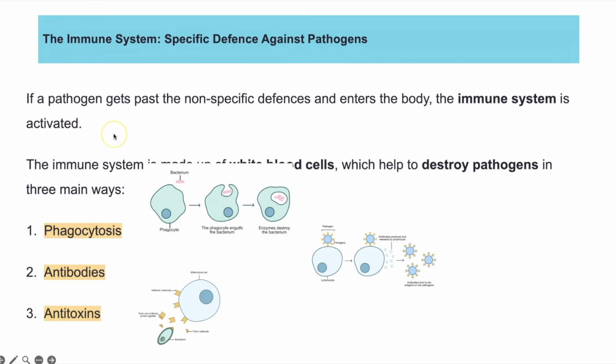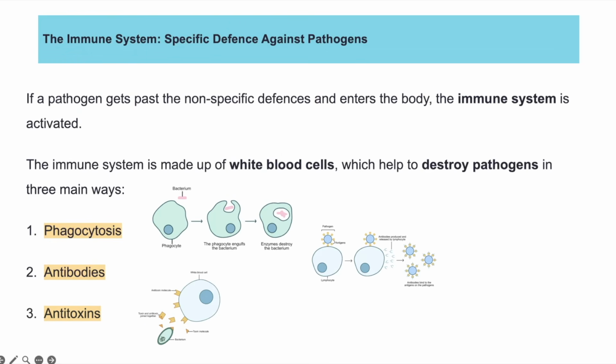Now, if a pathogen does get past those responses, we then move from what was non-specific to specific defense against pathogens. And this is where your white blood cells come in. So your white blood cells' roles are to help to destroy pathogens and therefore prevent damage to your cells and tissues. And there's three key things that white blood cells do.